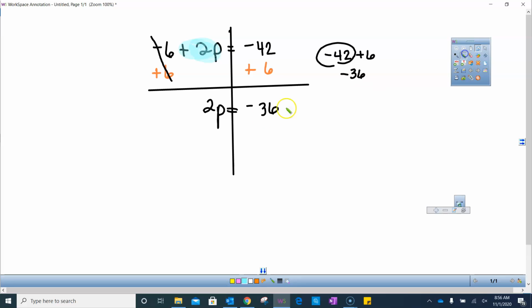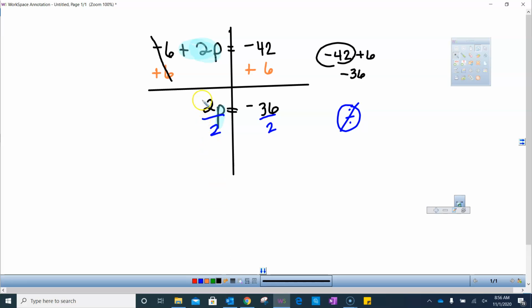Now I'm going to highlight my variable, and I'm going to get rid of this coefficient that's being multiplied to it. The opposite of multiplying by 2 is dividing by 2. We use a fraction bar in algebra to divide. We don't use this symbol. We don't want to see that. So it's 2p divided by 2 equals negative 36 divided by 2.